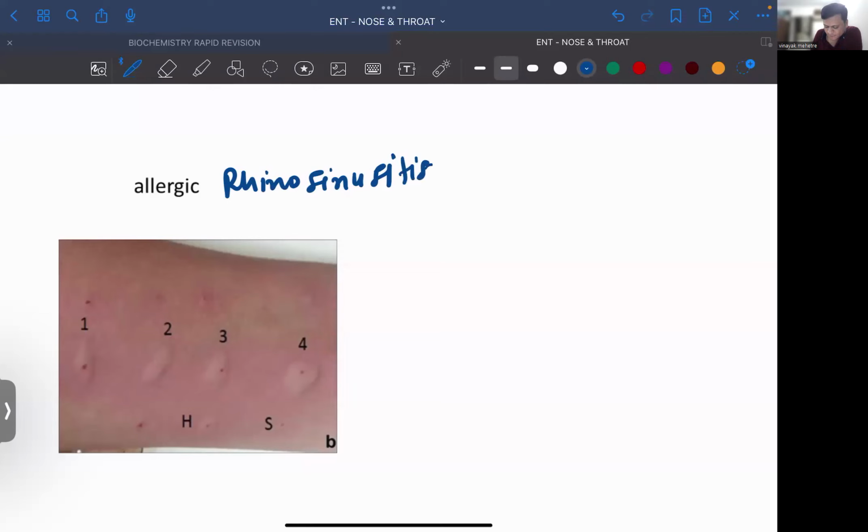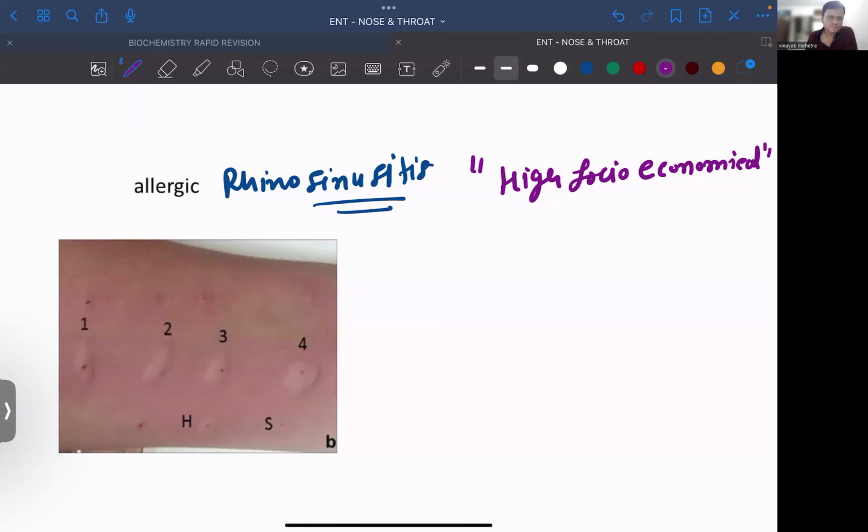Why I said a businessman? They are not exposed to the allergen on an everyday basis, right? So they are going to have discharge from the nose. क्या हिंट होंगे पेपर में? हाई सोशियो इकोनॉमिकल, है ना? Most common cause of allergic rhinosinusitis.